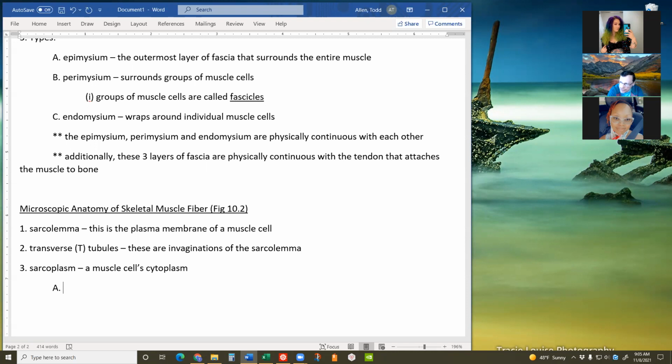Obviously, the features of a muscle fiber probably need to be different from the features of an epithelial cell, a blood cell, or an immune system cell to do very specialized tasks, right? And so the sarcoplasm, the cytoplasm of a muscle cell, is absolutely loaded up with glycogen.